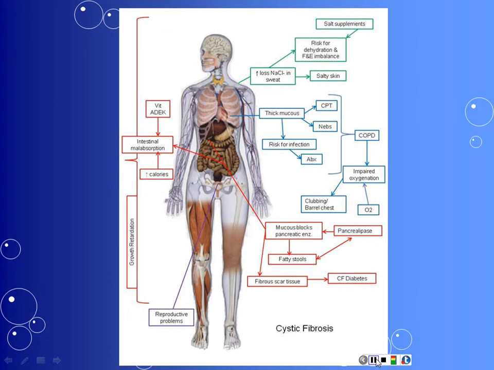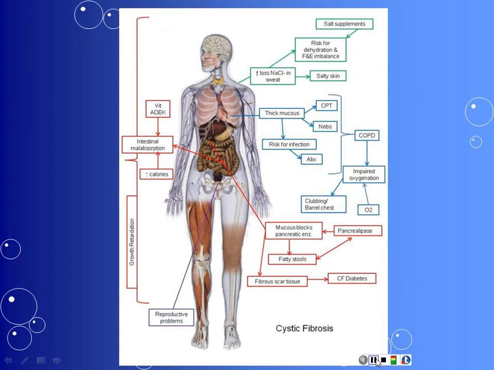Like I said, they have thick, sticky mucus. What that means is they're at a risk for infection. These kids get MRSA in their sputum. They get Pseudomonas. I've seen some with Aspergillus. So some pretty funky stuff. Some of them are on antibiotics prophylactically to help prevent that, or to help prevent reinfection.